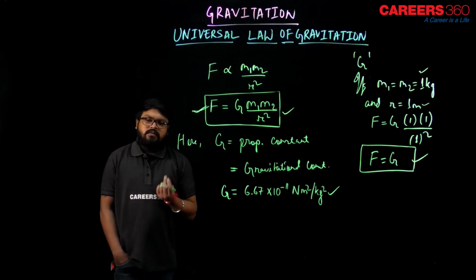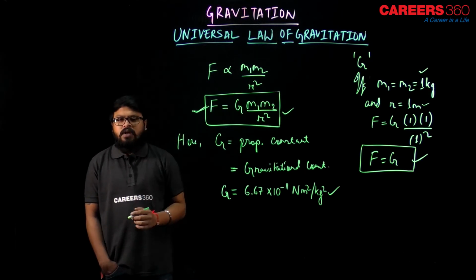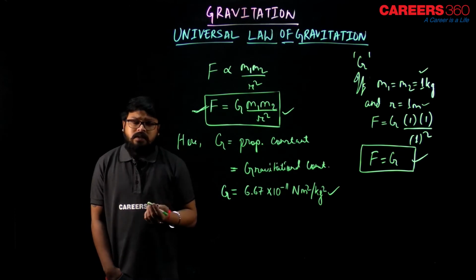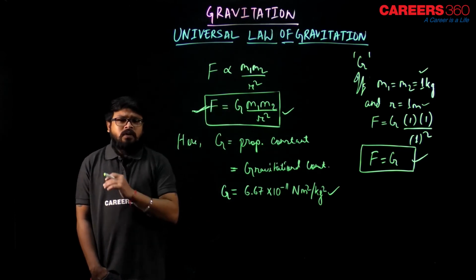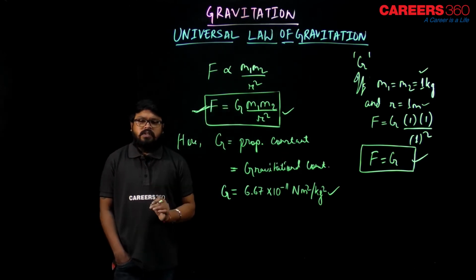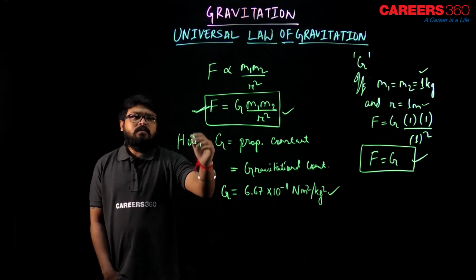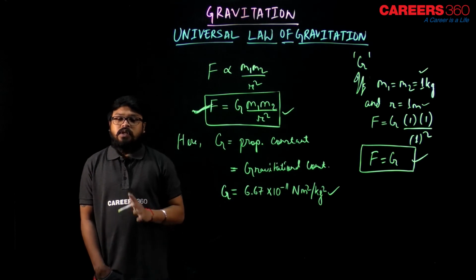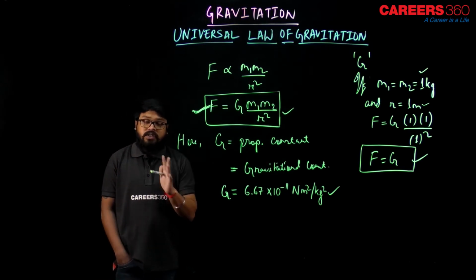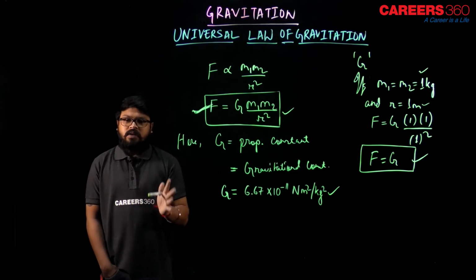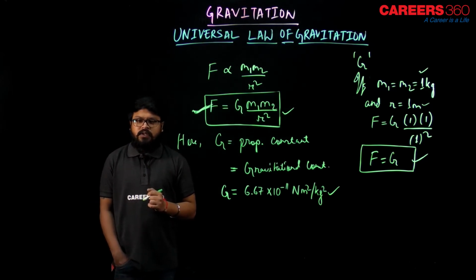Why do the planets revolve around the sun? Because of this force. Why does the moon revolve around the earth? Because of this force. So each and every object in this universe is governed by this force, and that force acts on each and every body at each and every time. I hope that is clear to you, right?